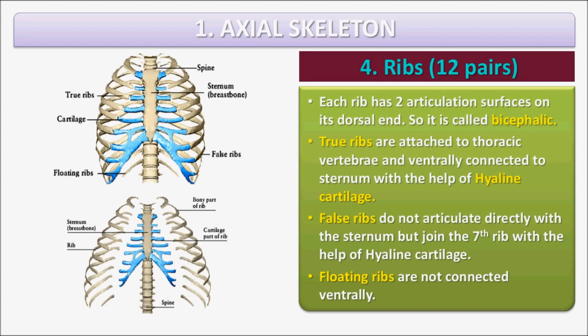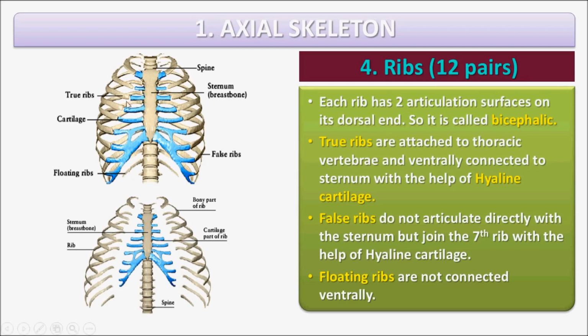Now comes that, see, this is your breastbone, from here to here. These are the notches of the breastbone through which your ribs get attached to the sternum. Okay, see, from 1st to 7th these are your true ribs, and from 8th to 10th they are your false ribs, and 11th and 12th are floating ribs. Each rib has 2 articulation surfaces on its dorsal end, so it is called bicephalic. And this blue colored thing is your cartilage.